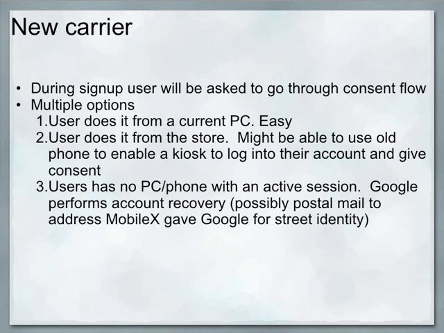So the user is going to go through some sign-up flow, on a kiosk, or on their PC, etc., with the new carrier. At some point in there, they're going to be asked to go through the same consent flow to bind their new mobile account to Google. And to do that with Google, they need to be on that browser logged into Google, strongly authenticated somehow. Well, if the user is doing it on the current PC, fine, they're already authenticated.